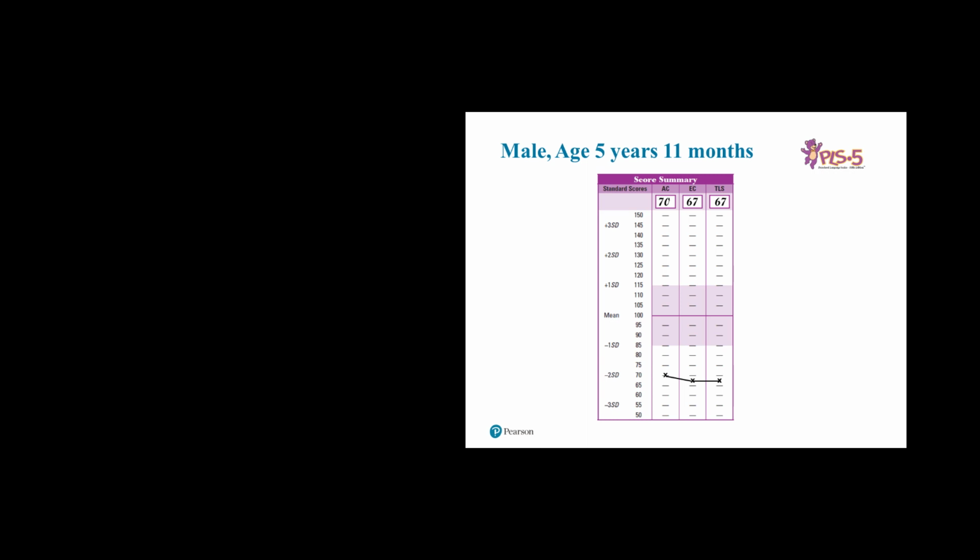This is a visual found on the record form where the child's score is compared to most children his age in the sample. So that's the shaded region. And you can see from the plot points that he's significantly below age expectations.